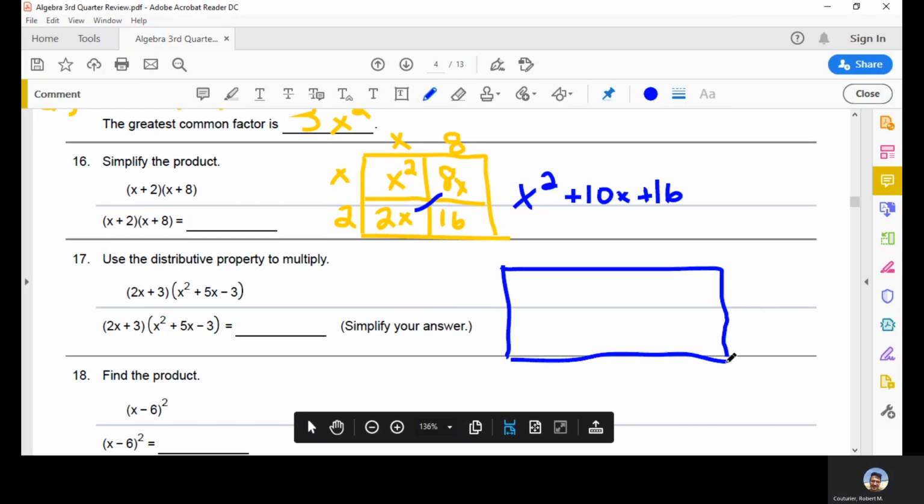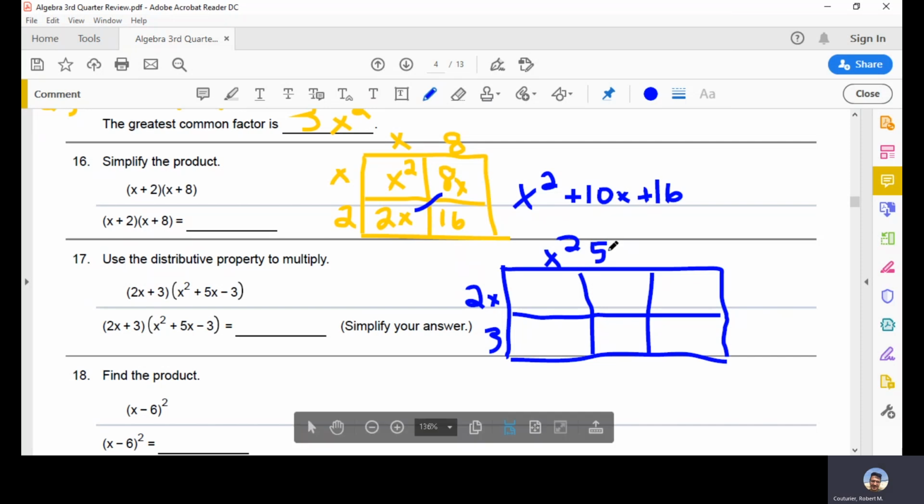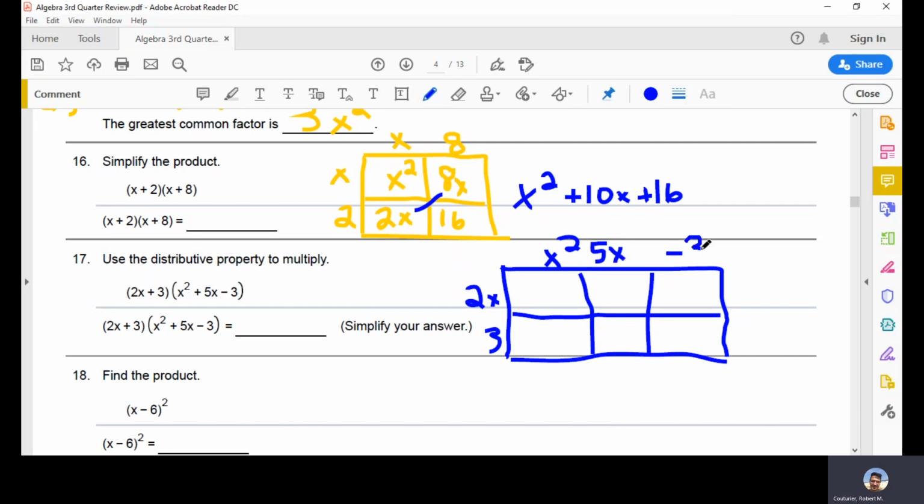So we have a 2x. This one has 2 terms. This one has 3 terms. We need to make a box that has 3 across the top and 2 on the sides. We have a 2x. You have a 3. We have an x squared. There's a positive 5x and a minus. Make sure you put that minus sign. Minus 3. Now we start multiplying to fill in the box.